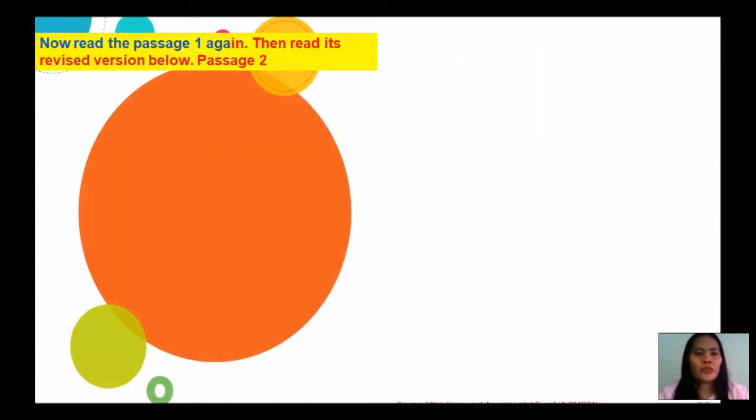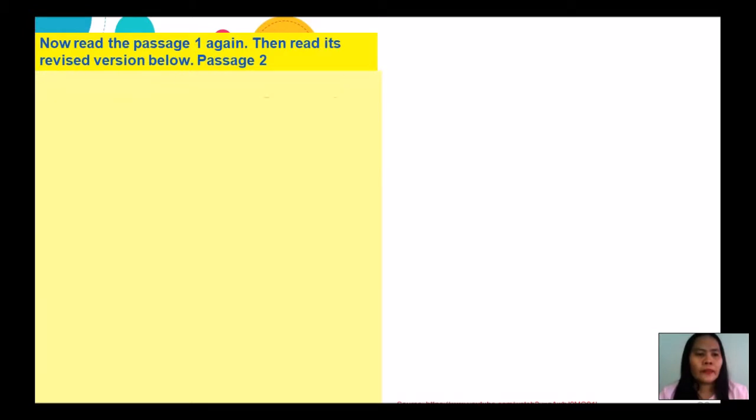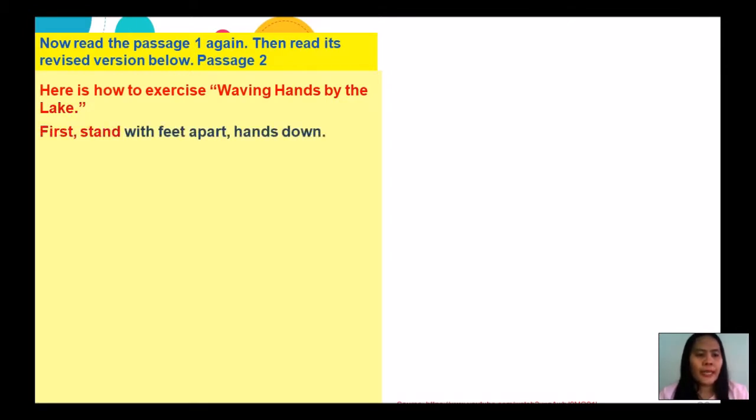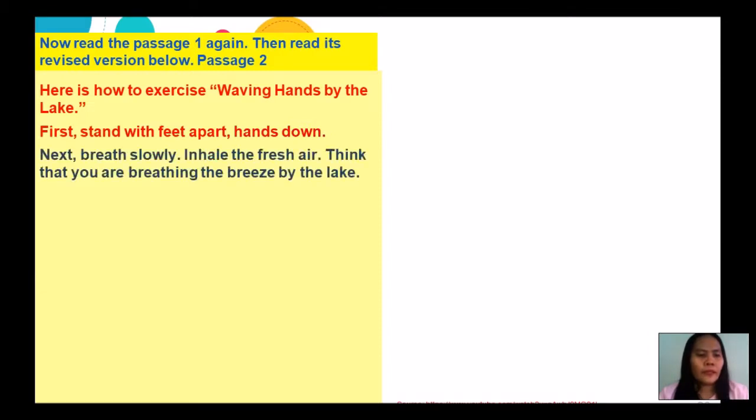Now read Passage 1 again, then read its revised version below, Passage 2. Here is how to exercise waving hands by the lake. First, stand with feet apart, hands down. Next, breathe slowly. Inhale the fresh air. Think that you are breathing the breeze by the lake. Then, exhale it gradually.